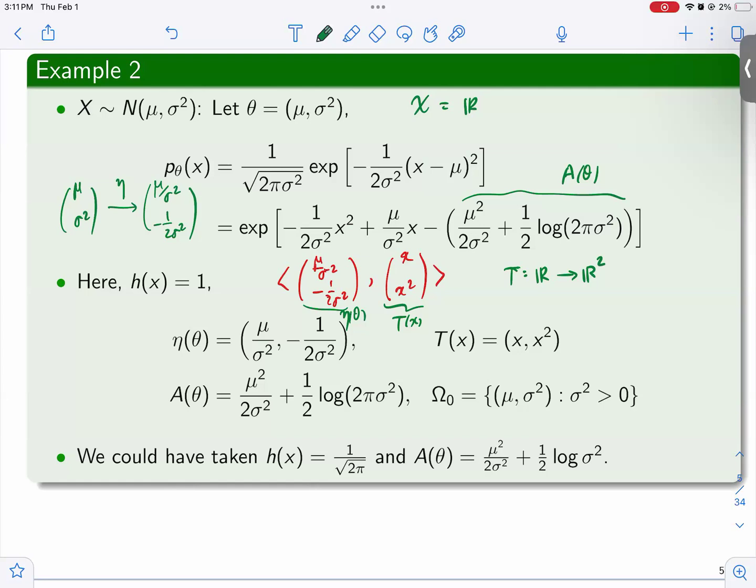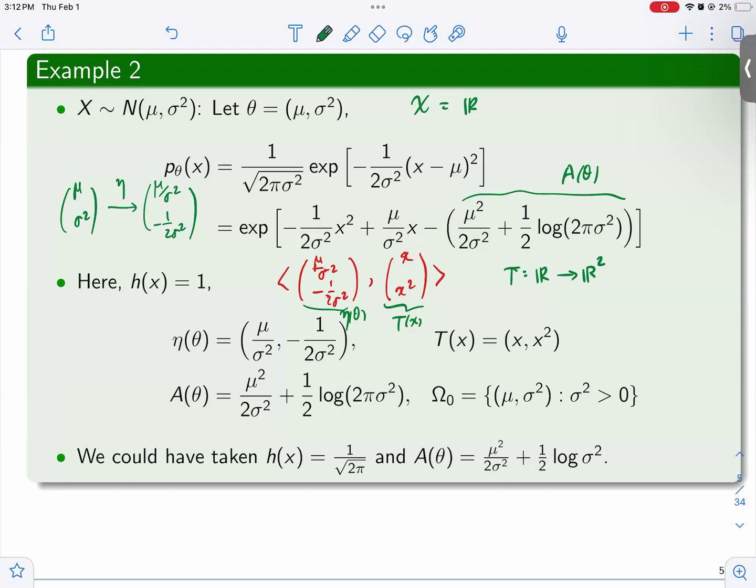So this is where this integrates. So we can actually see also from here, the sigma squared has to be positive, otherwise it doesn't make sense. And you can limit. So that's the actual parameter space. The set of all mu and sigma squared such that sigma squared is bigger than 0.